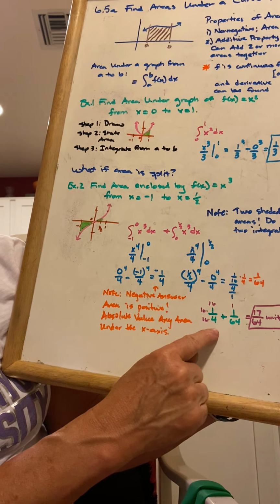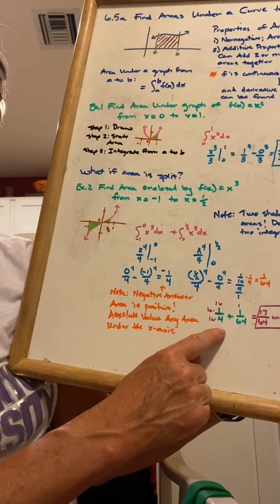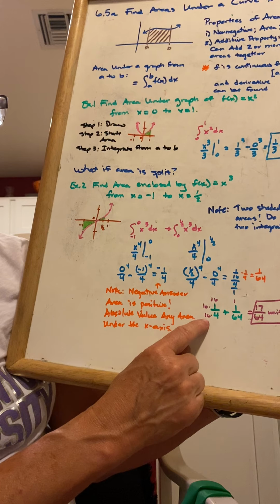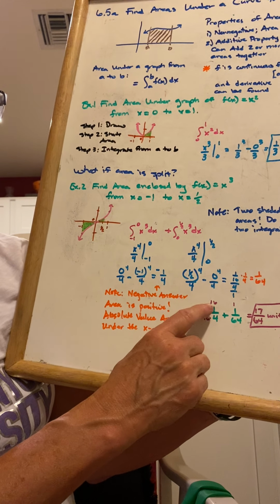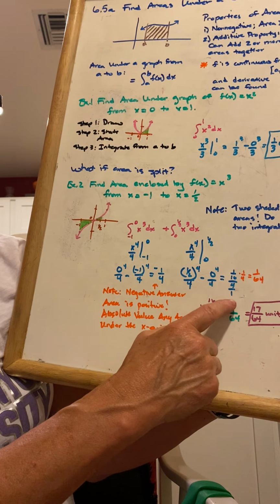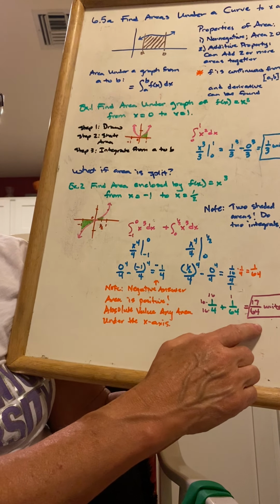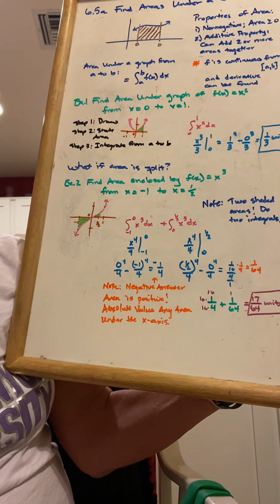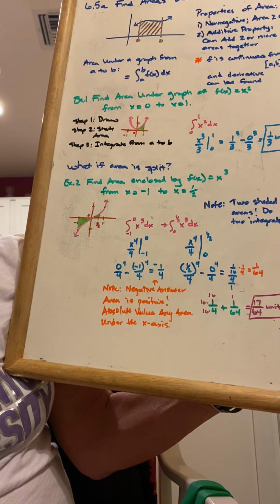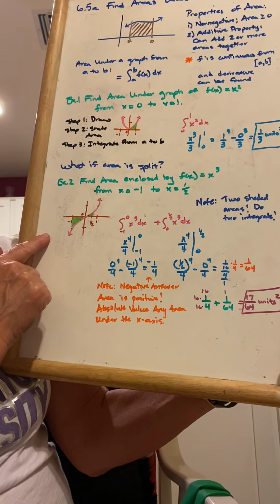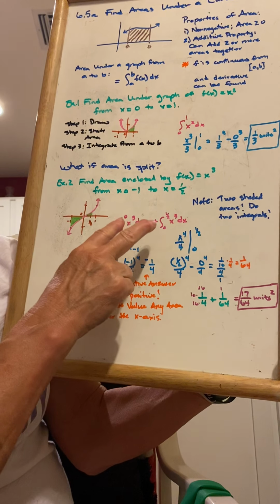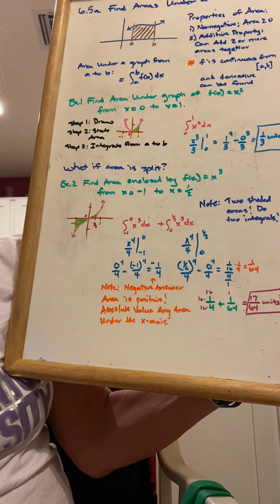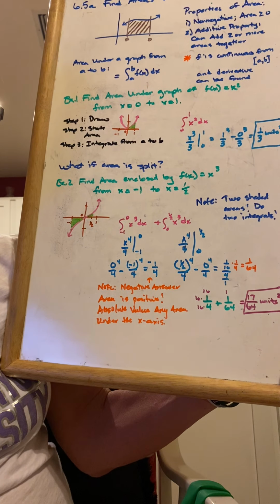And I have to add it to my original 1/4. To add fractions, you have to have a common denominator. So I take this times 16 and that times 16. I get 16 over 64 plus 1 over 64 is 17 over 64 units squared. I'll give you a minute to look at that. Again, draw a picture, show the shading, figure out what your criticals are going to be, and integrate. You can have two parts.